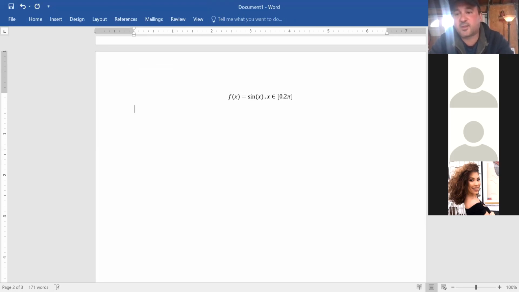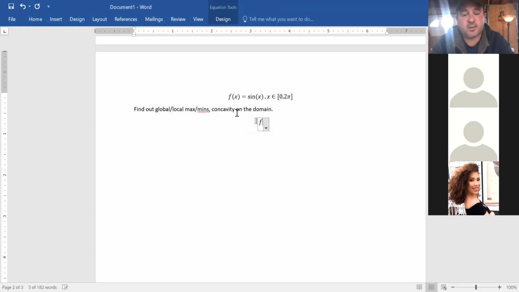The goal here is to find all global and local max and mins, so both of those, and talk about concavity on the domain. I think it's the full workup of this function. So we start by just taking derivatives. Let's get f prime. f prime of x is equal to cosine of x.